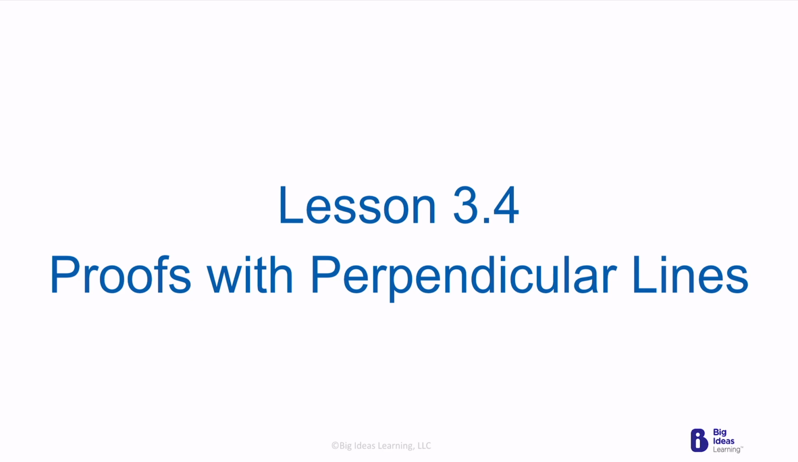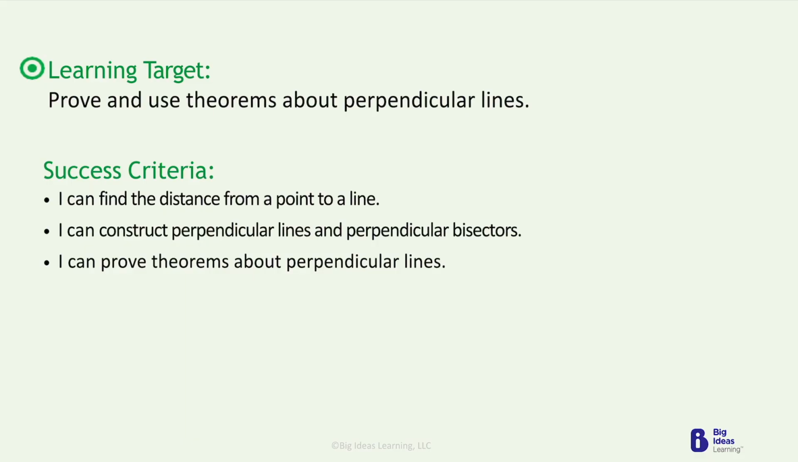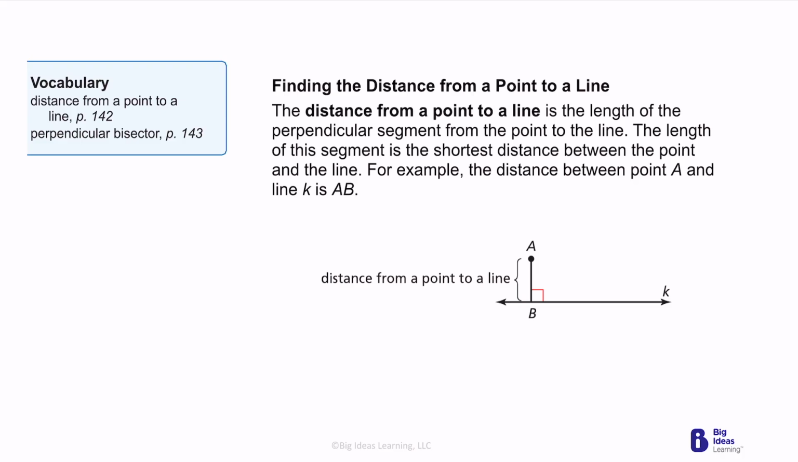All right, 3.4 is just adding on to 3.3 with some more theorems, this time about perpendicular lines. The first one here is how to find the distance from a point to a line. So in geometry, this is defined as the length of a perpendicular segment from the point to the line. So that's important. In your brain, you can say, well, that's the distance right there, right?